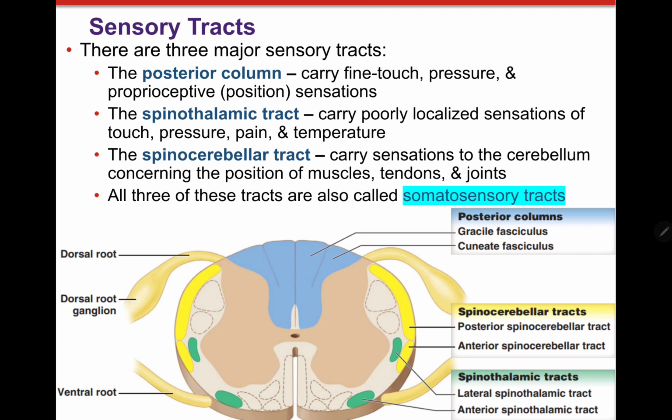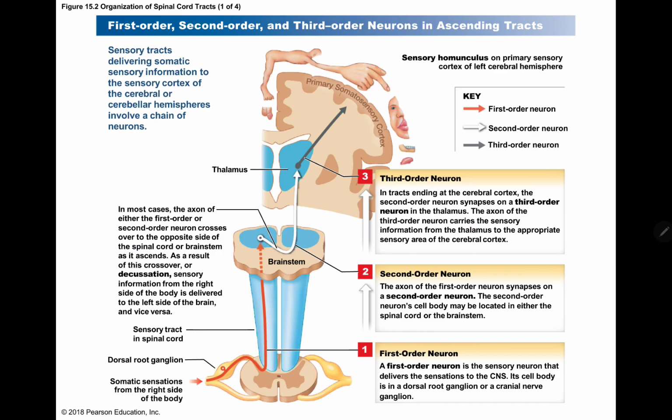You can see on the spinal cord here where those tracts are located. We have the posterior columns, just as it sounds, in the posterior portion of the spinal cord. The spinocerebellar tracts are going to be on the most lateral portions of the spinal cord. And we have the spinothalamic tract, where one of the tracts is going to be on the lateral portion and one in the anterior portion, but we'll look at that.